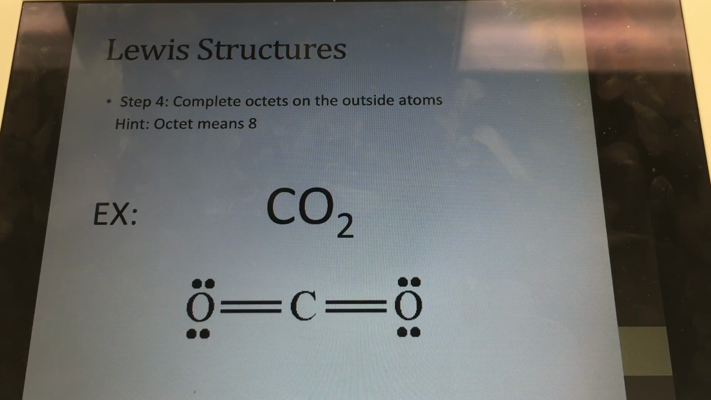Step 4, you want to complete the octets on the outside atoms, and octet means 8, so there should be 8 electrons on the outside atoms. As you see here in carbon dioxide, each oxygen on the outside has 8 electrons, 4 counting the double bonds, and 2 lone pairs.